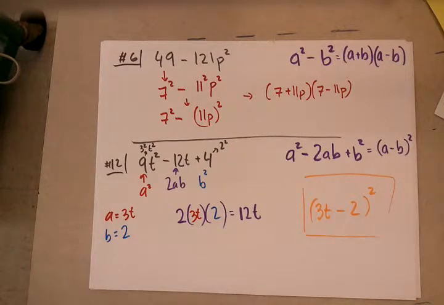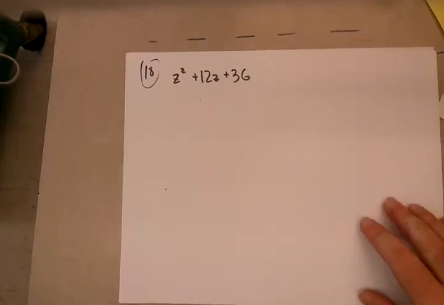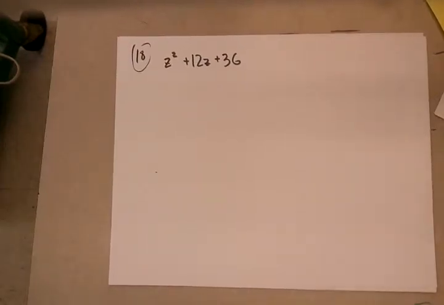Alright, so let's do number 18 next. Here we have z squared plus 12z plus 36. So we're going to see if we can use, again, one of these shortcuts to apply to this particular problem. Alright, so let's see what we can do.